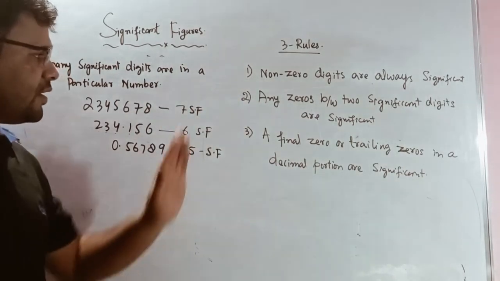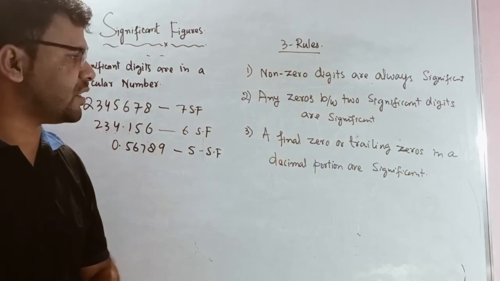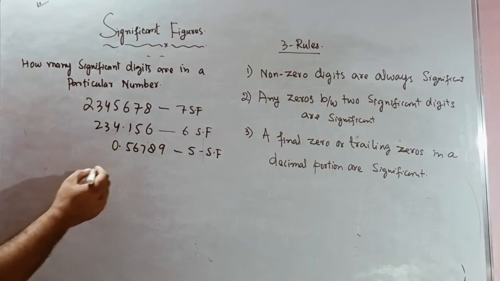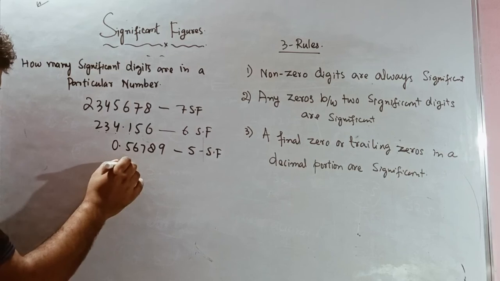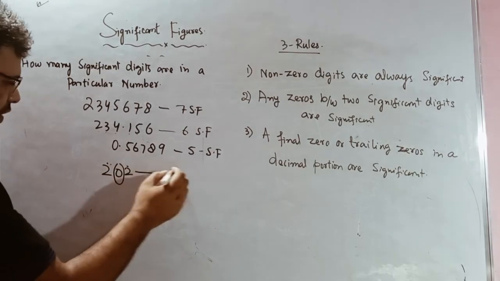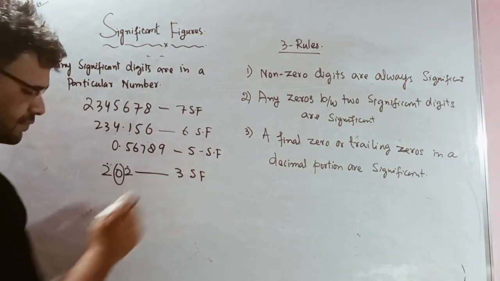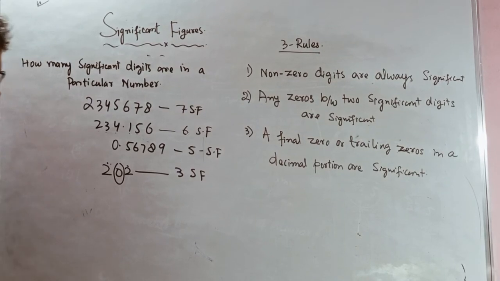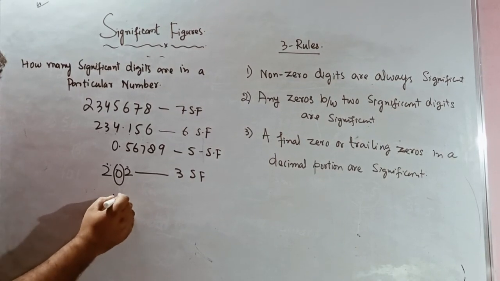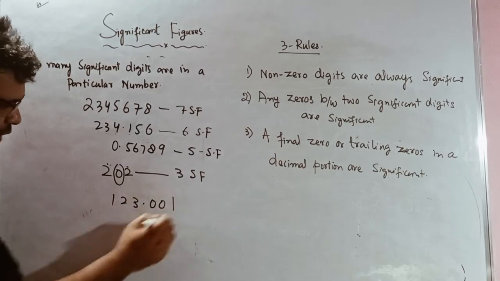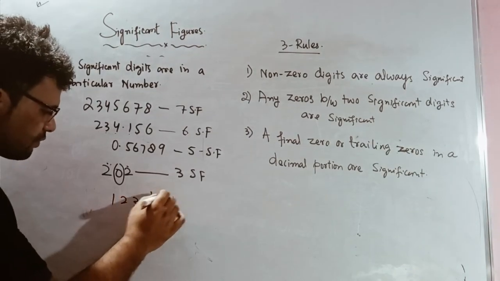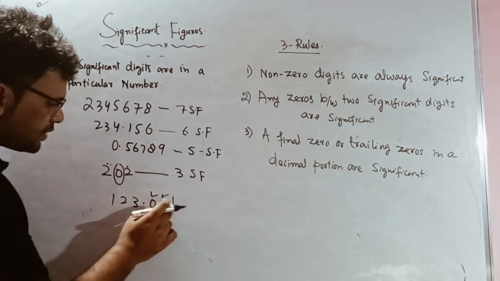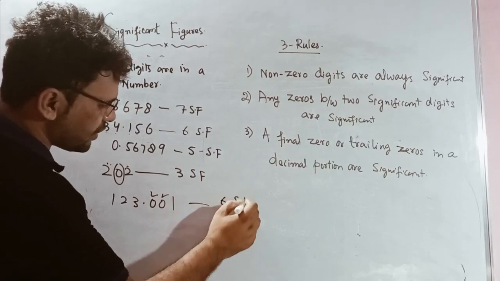Rule number 2: any zeros between 2 significant digits are significant. For example, if I write 202, you can see the 0 between the 2 significant digits is significant. So there are 3 SF, 3 significant figures. One more, I will write 123.001. You can see these zeros are between significant digits, so these are also significant: 1, 2, 3, 4, 5, 6. So here are 6 significant figures.